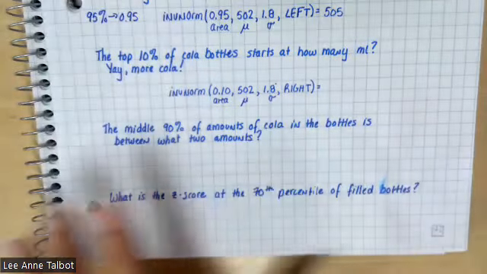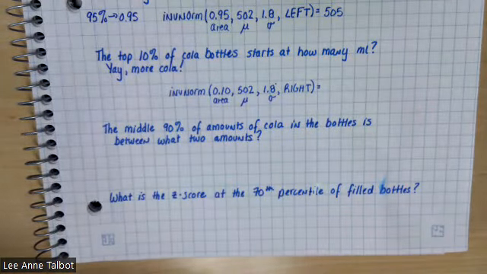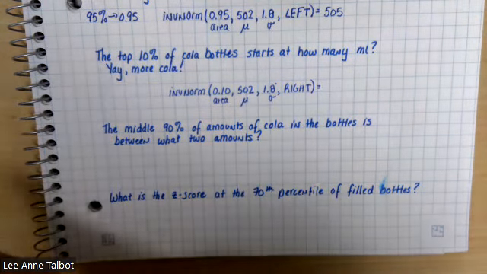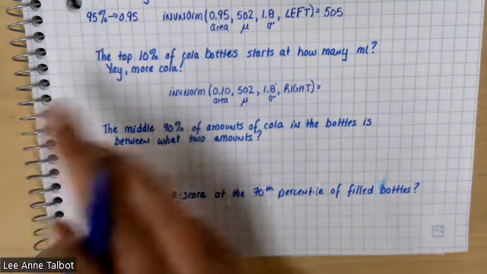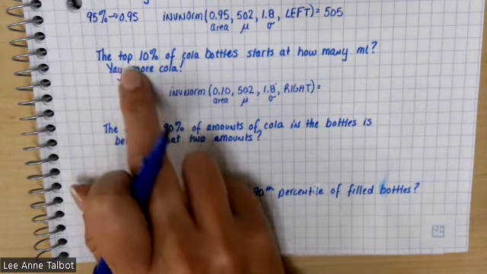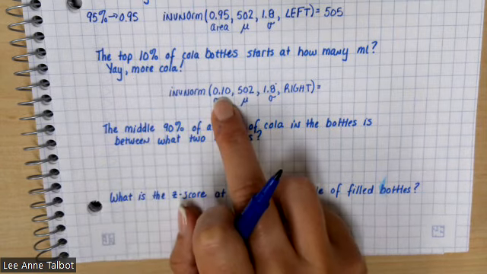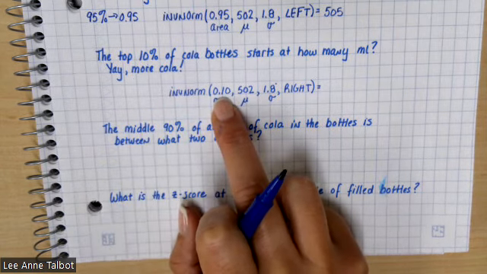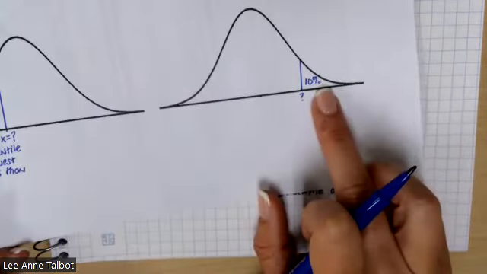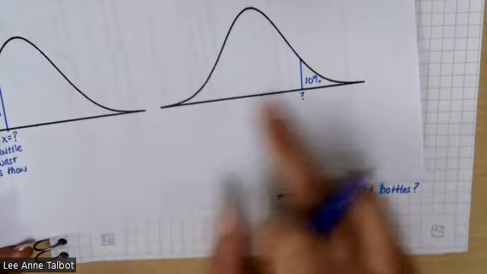Okay, if you have an older calculator, your calculator works in left. So what you're going to do is you're going to say, okay, the top 10% is the same thing as the bottom 90%, and you're just going to put 0.90 in here. 0.10 to the right is the same answer as 0.90 to the left.